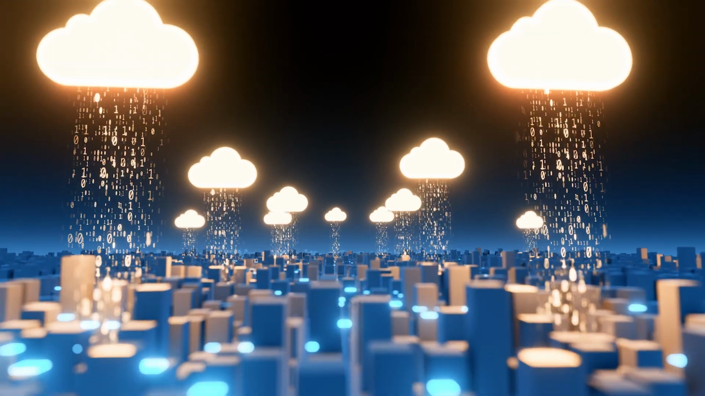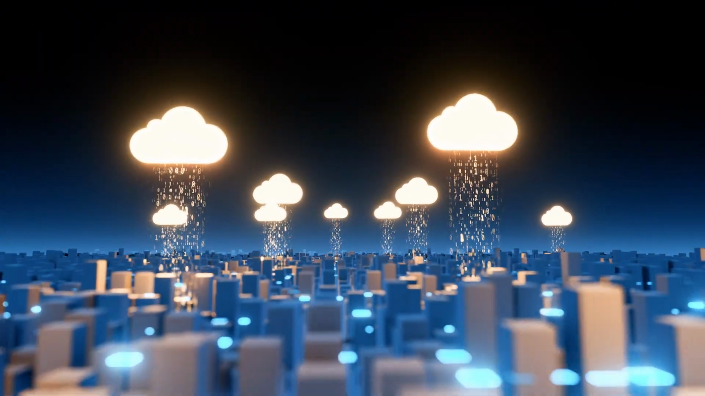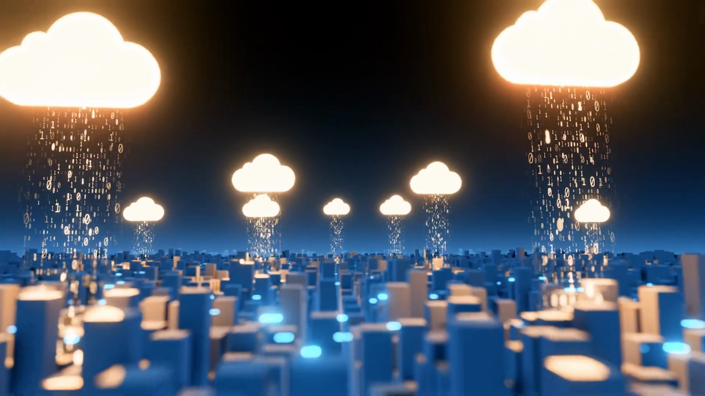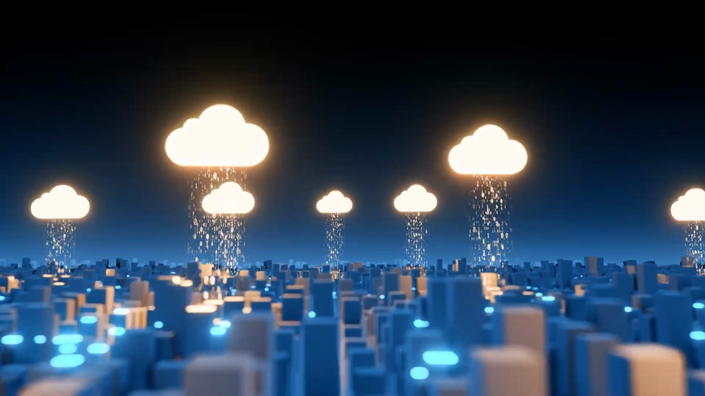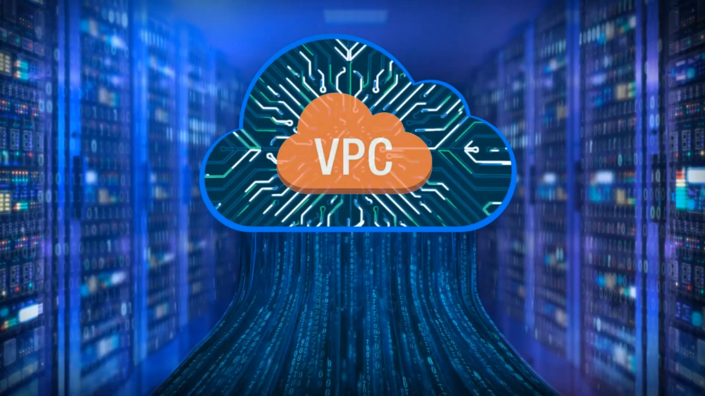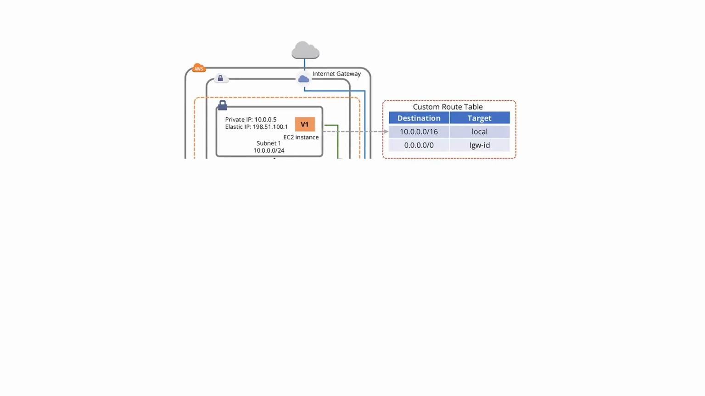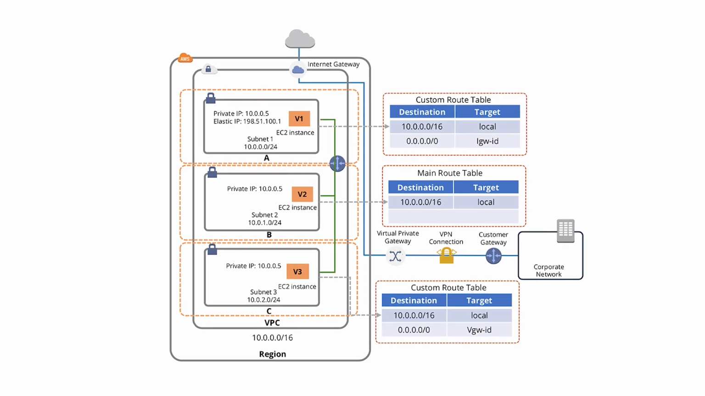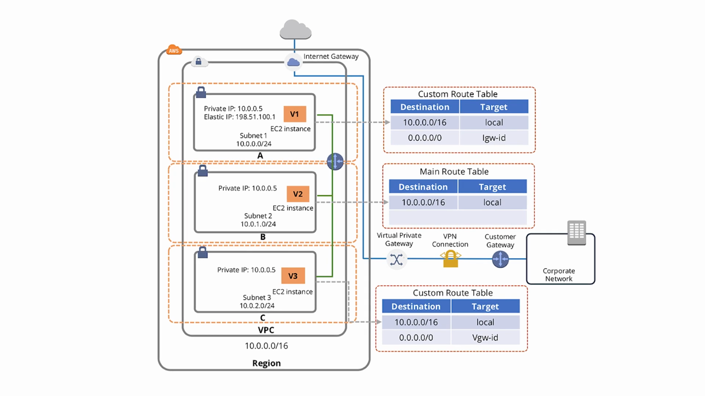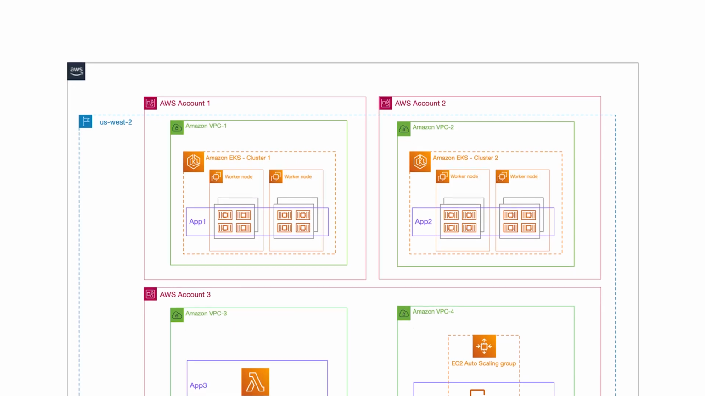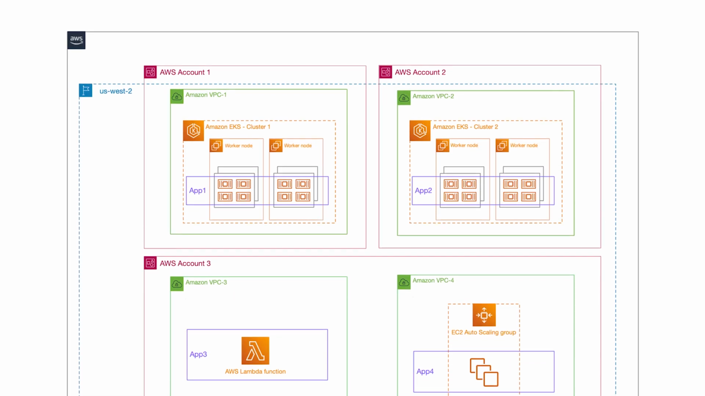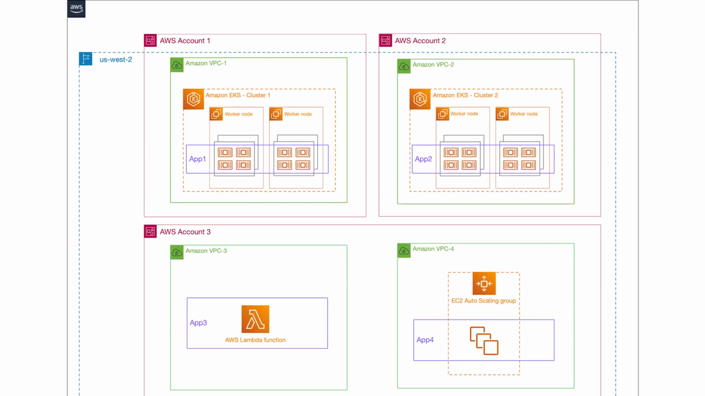It's the cornerstone of your cloud infrastructure, providing a secure and isolated environment for your applications to thrive. Imagine AWS VPC as your virtual data center in the cloud. It allows you to define your own network topology, control your IP address range, and configure route tables. The flexibility it provides is the bedrock of scalable and secure cloud solutions.